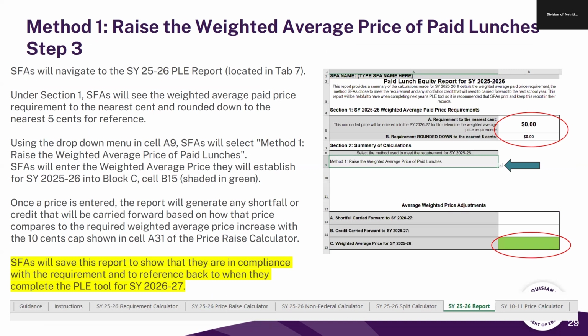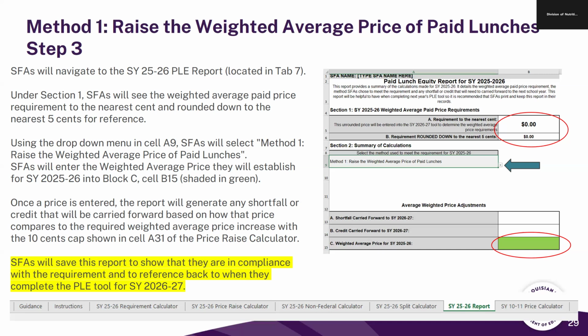So method 1, step 3, you're going to navigate to the 25-26 PLE report, which is located in tab 7. Under section 1, you will see the weighted average price requirement to the nearest cent and rounded down to the nearest 5 cent for reference. So you're going to use the drop-down menu in cell A9 and select method 1, raise the weighted average price of paid lunches. You're going to enter the weighted average price that you're going to establish for the 25-26 school year into block C, which is cell B15, the one that's shaded in green.